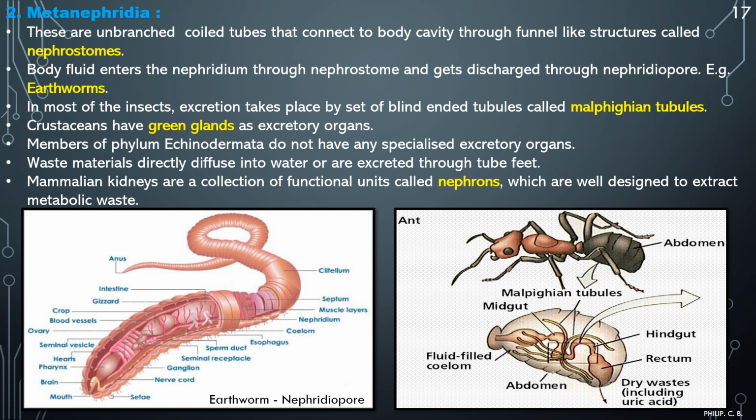In the earthworm on the left, you can see the nephridia, all the parts are there, but you can see very clearly the nephridium, which is present towards the right side, where clitellum, septum, muscle layers, nephridium and other parts of the body are present. And on the right side, you can see the ant, the internal digestive system, where the Malpighian tubules are present in the midgut region in all the insects.